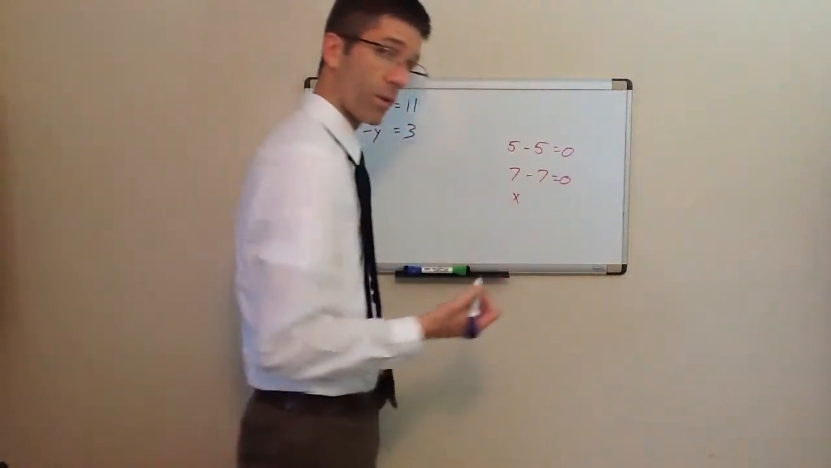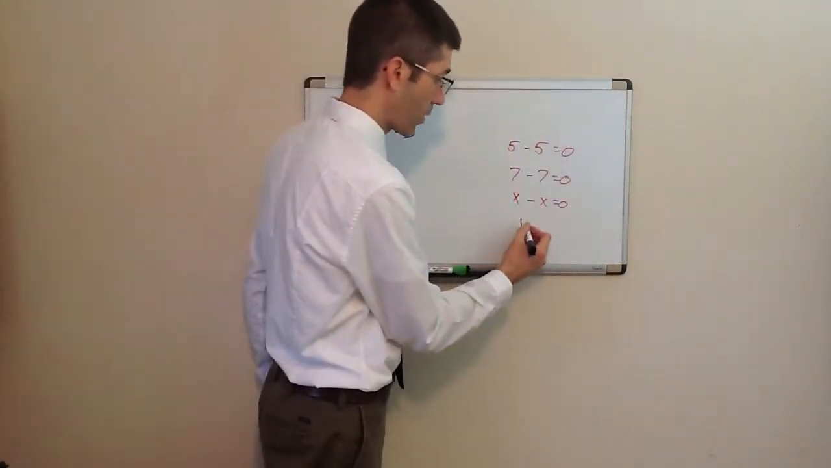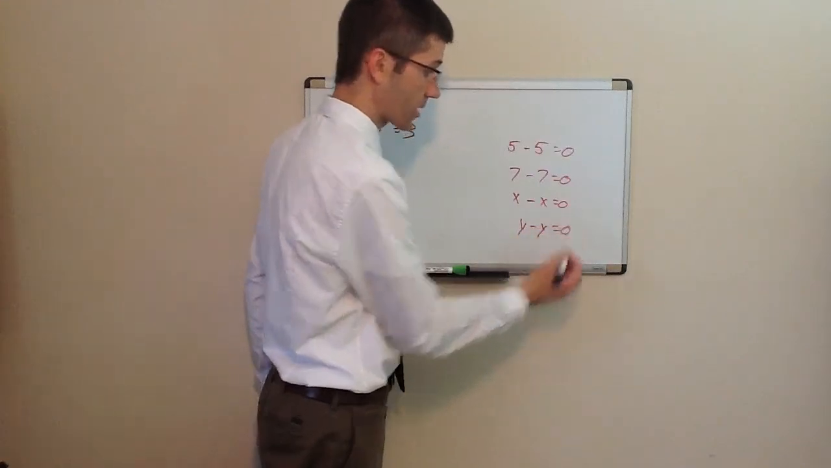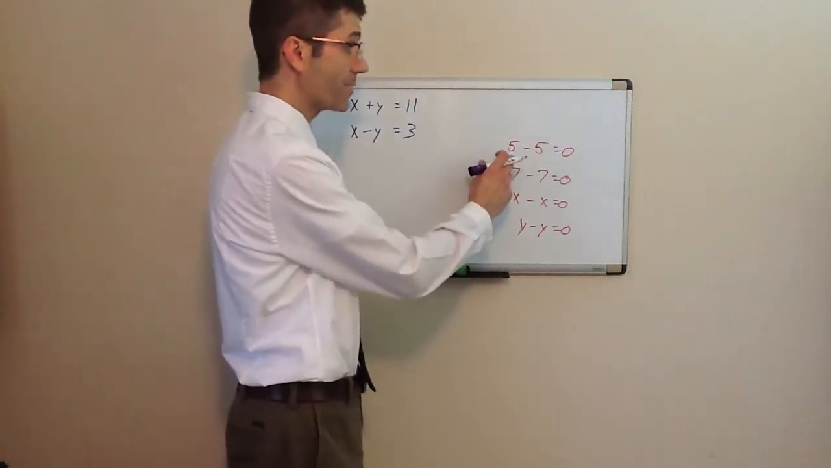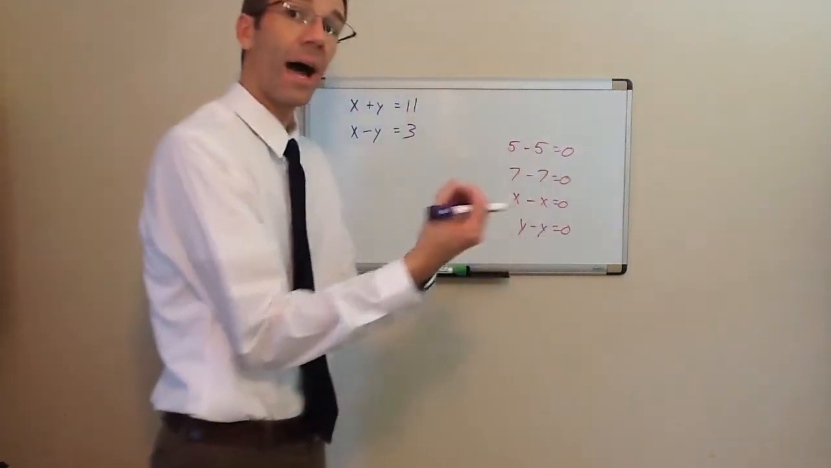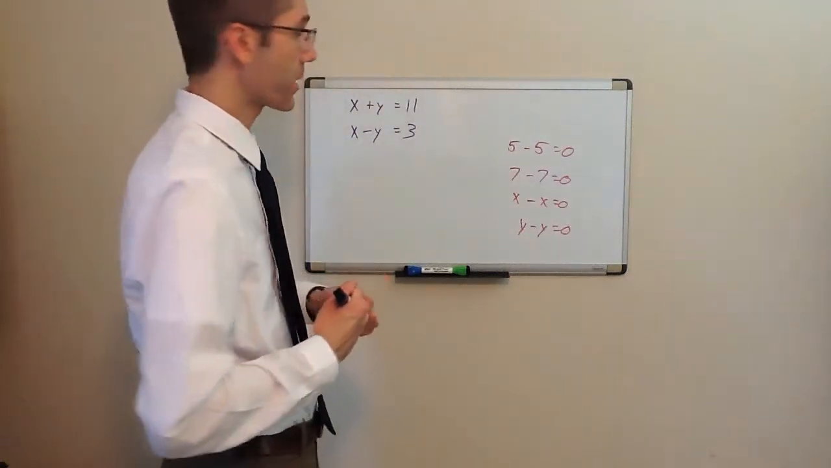If I had an x and I wanted to get rid of it, I could subtract it and I'd get 0 and it would be gone. If I had a y and I wanted to get rid of it, I could subtract y and it would be gone. These are inverse operations. I have something and I subtract it, and now I have 0 of them. So let's come up here and see what we have going on.